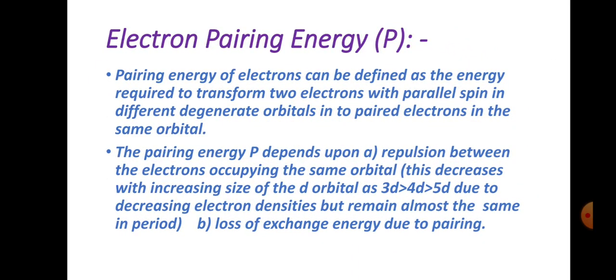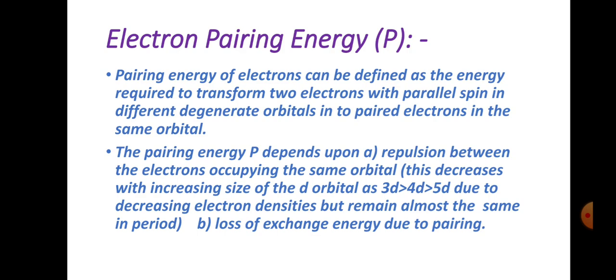Electron pairing energy. Pairing energy of electrons can be defined as the energy required to transform two electrons with parallel spin in different degenerate orbitals into paired electrons in the same orbital. Alternatively, electron spin pairing energy is the transition from two orbitals to one orbital, which is characterized by a decrease of electronic repulsion.